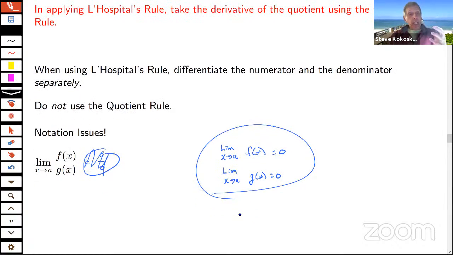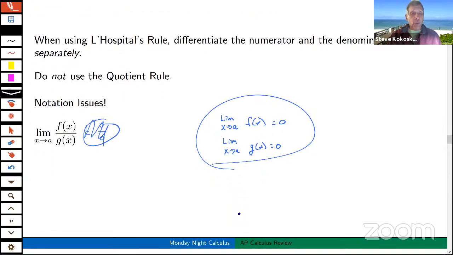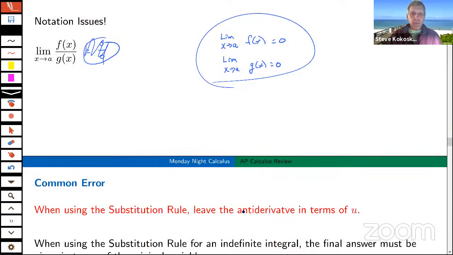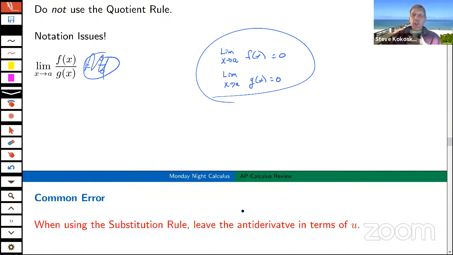So there are some notational issues here. I think, at least in my mind, Curtis, the two most common notational errors I see are with L'Hopital's rule and, believe it or not, in applying the quotient rule. So when using the substitute, I'm sorry, go ahead.